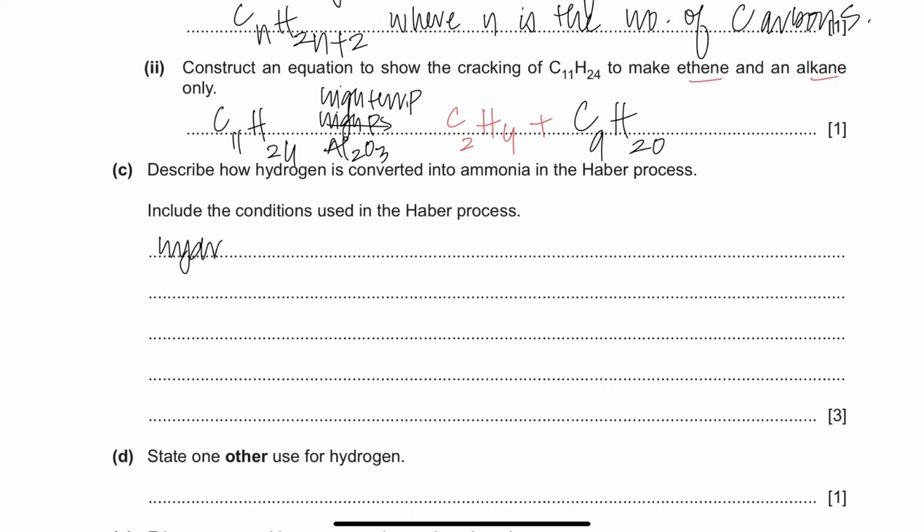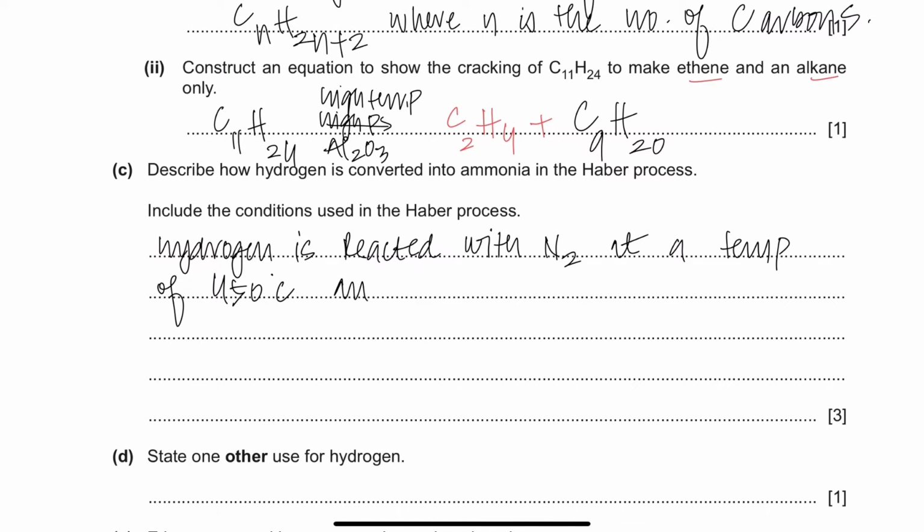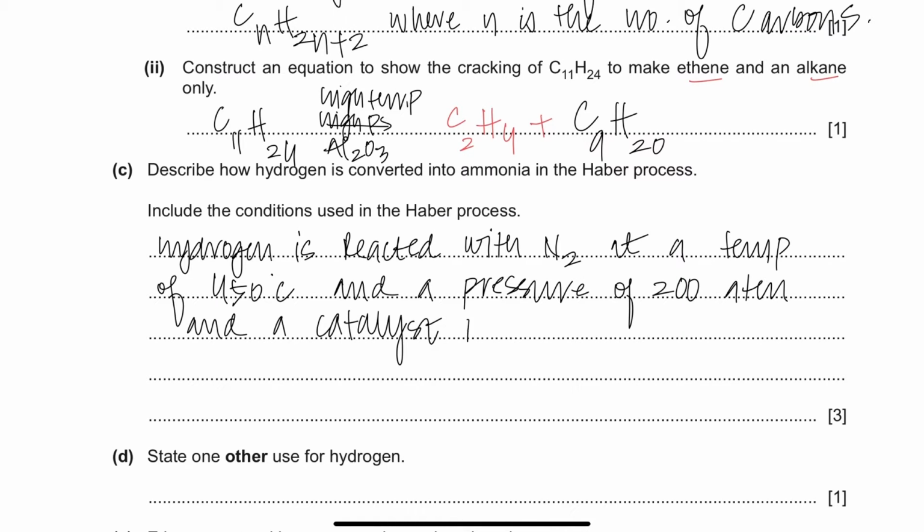So hydrogen is reacted with nitrogen at a temperature of 400 to 500, so like 450 degrees Celsius, and a pressure of 200 atmospheres, and a catalyst, that is iron, is used. So that's how you answer the exam question and you will get all the marks.